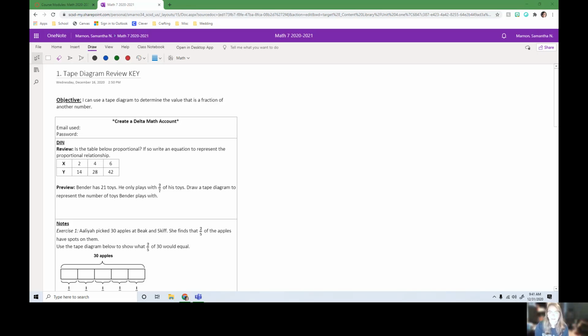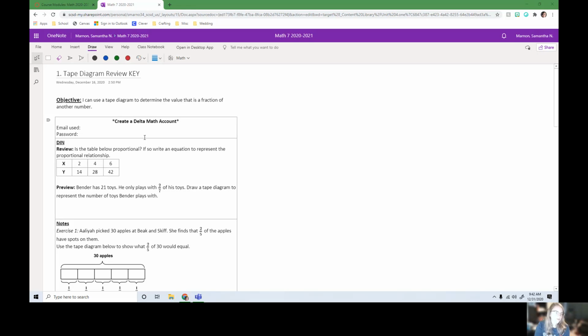We're going to start with some tape diagrams and some fractions of stuff you've learned when you were doing ratios and different things in 6th grade and maybe even 4th and 5th grade. Our objective today is: I can use a tape diagram to determine the value that is a fraction of another number. So when I say 1/3 of 6, or a half of 100, or 5/6 of 251, things like that. That's what we want to be able to do today.